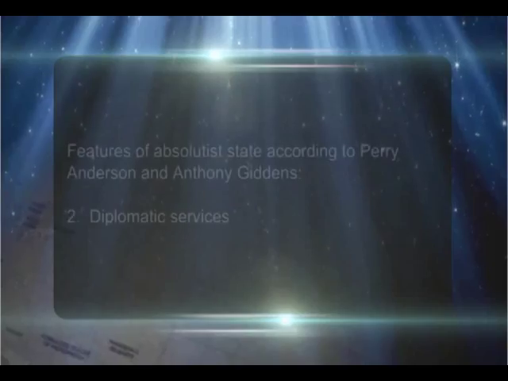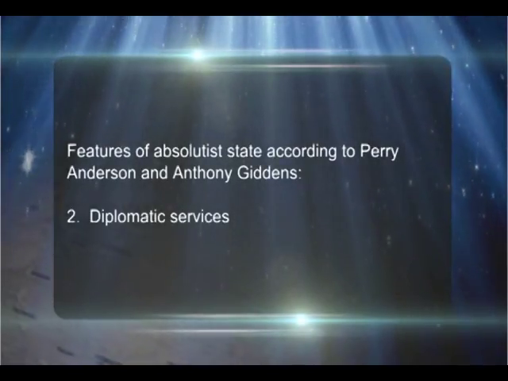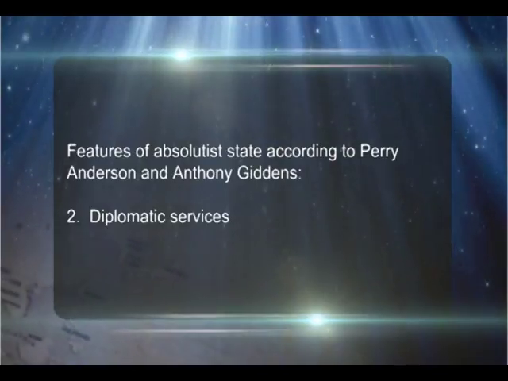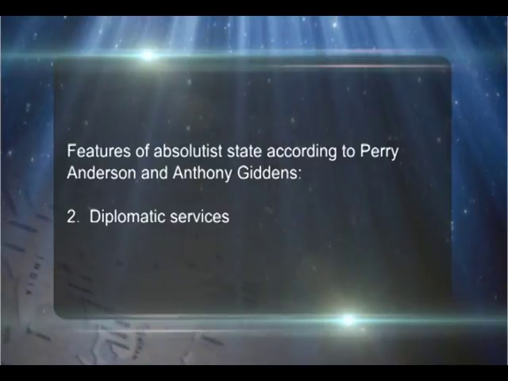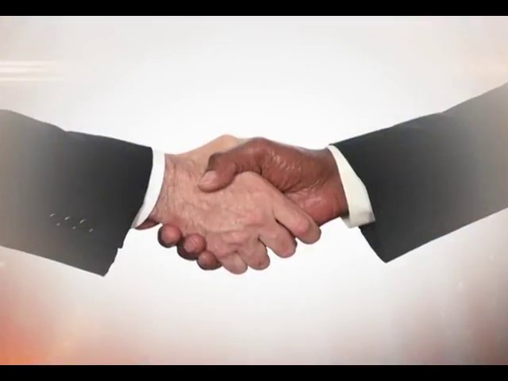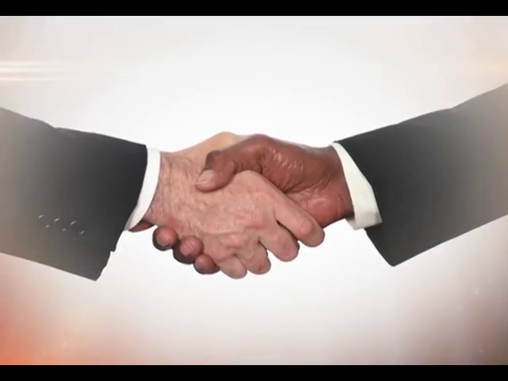Second, a very important feature of the absolute state was the element of diplomatic service. Now, before the rise of the absolute state, there was no such conception of diplomatic service. Diplomats were there, but there was no proper understanding of what is meant by professional diplomatic service, that is, people engaged in diplomatic transactions between one state and another. Now, why was it required?